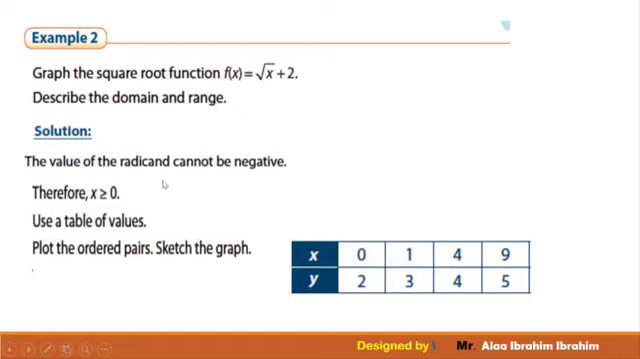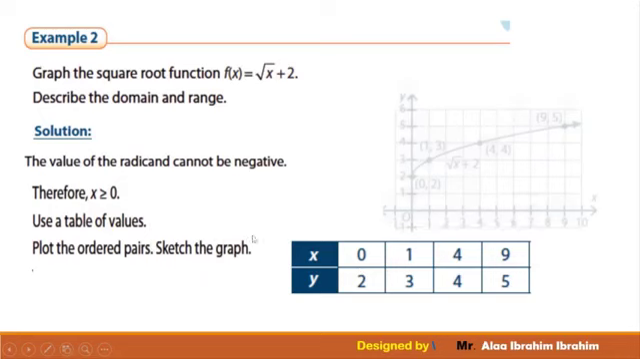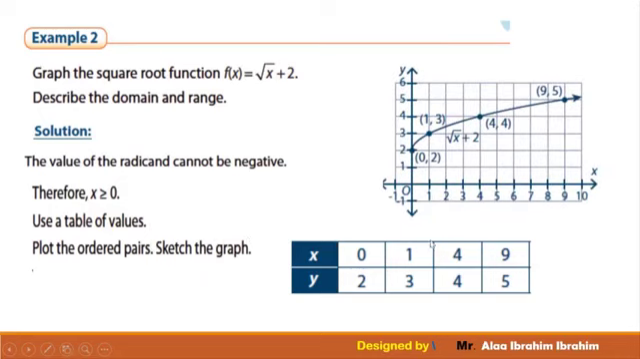So my radicand can't be negative. Radicand means the value of x. It's impossible to be negative. It means error in the calculator. So now I have to plot this on my graph. So 0, 2; 1, 3; 4, 4; 9, 5. So this is my curve.